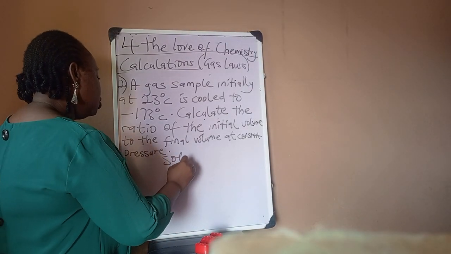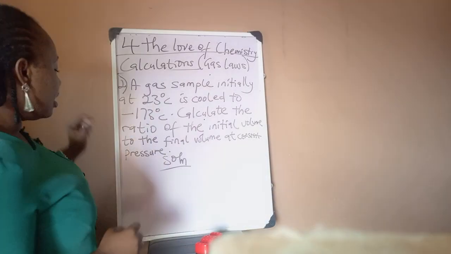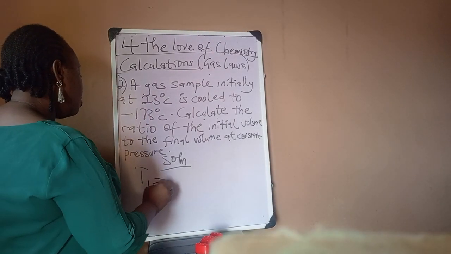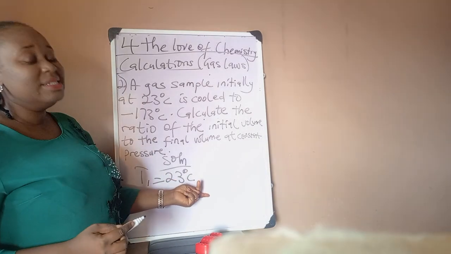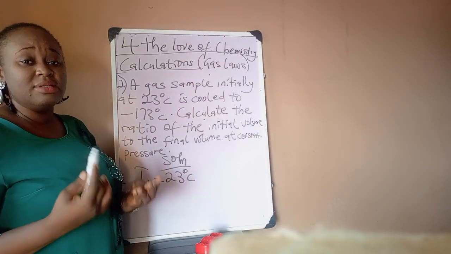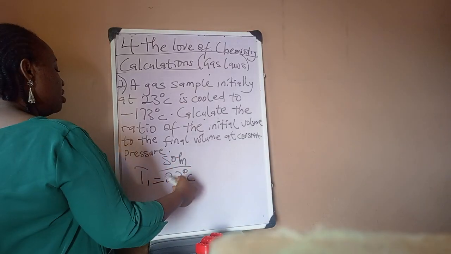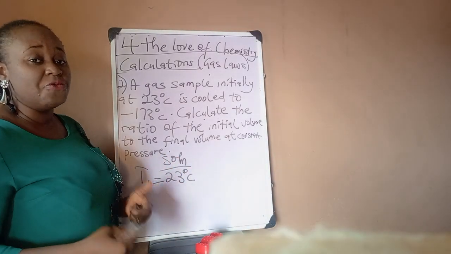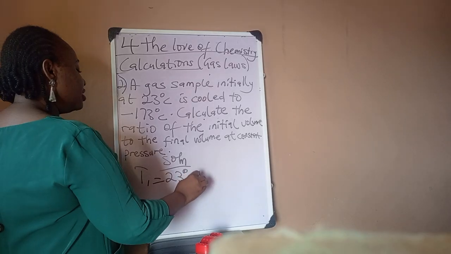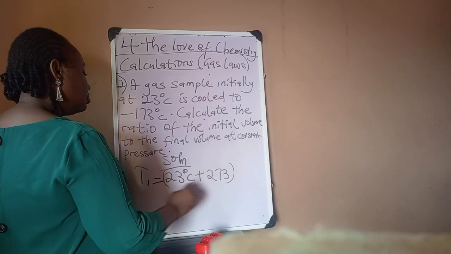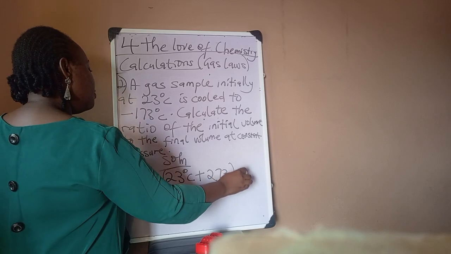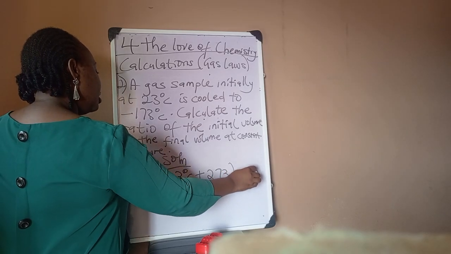Now, remember, the first step is to list the given parameters. So our solution, we are given T1 equals 23 degrees Celsius. As we are listing, we are converting T1 immediately. So T1, which is in Celsius, we solve with Kelvin. And for you to solve with Kelvin, you add 273, which will give us 300 Kelvin.